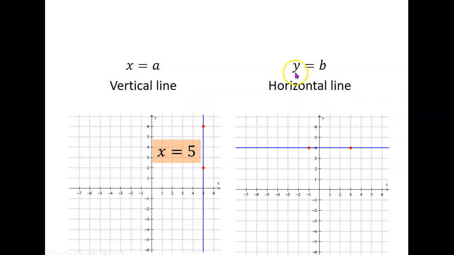And then if you have an equation that just says y equals some particular number, then you've got a horizontal line. This particular horizontal line, the equation is y equals 4. So all along this line, all the points have y coordinates equal to 4. And then x can be anything at once. x can be negative 1 and y is 4. x can be 3 and y is 4. x can be anything and y is 4 all along this line. So y equals just a number. The graph is a horizontal line.